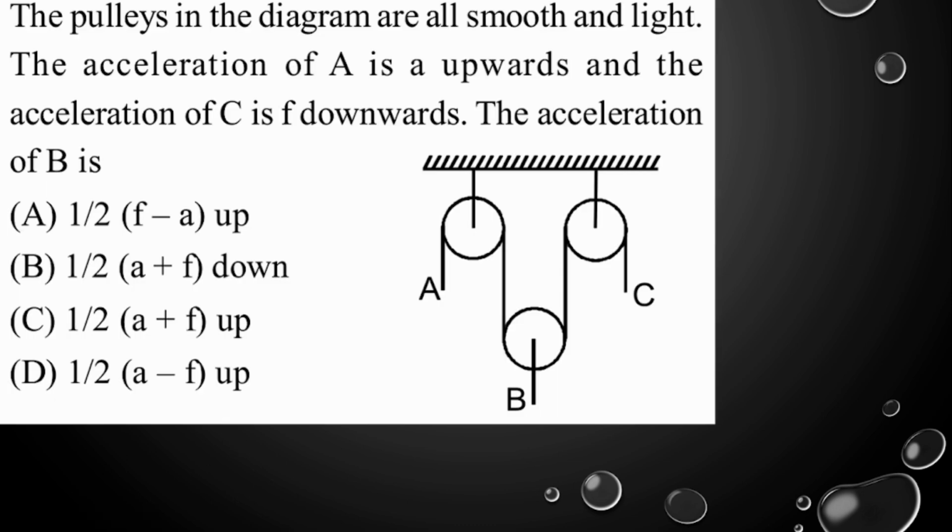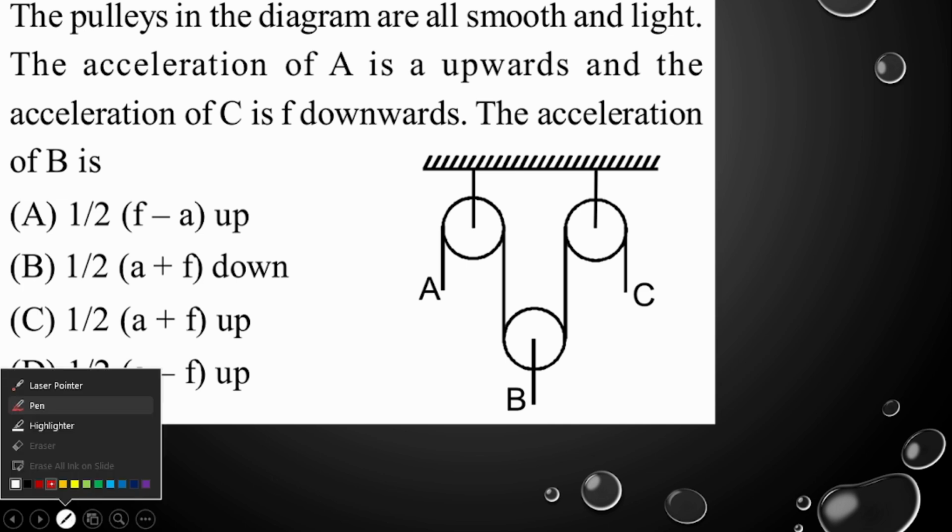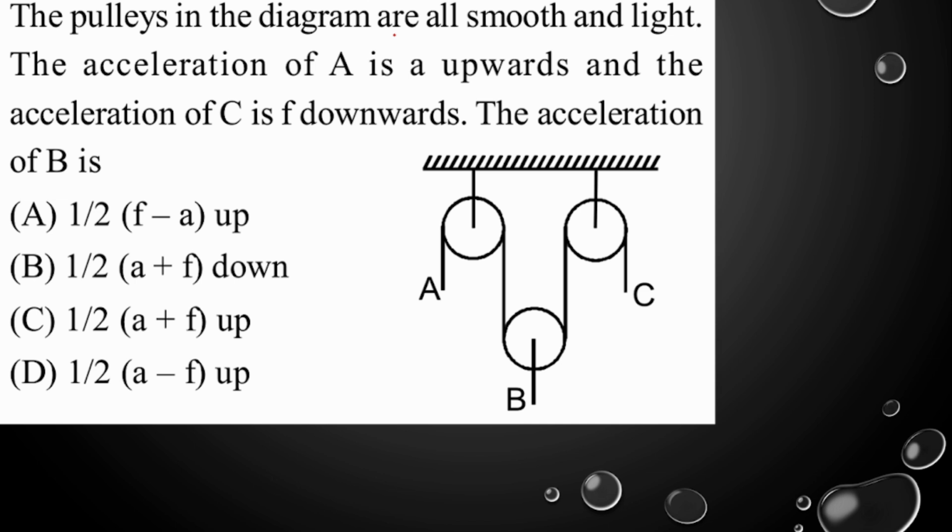Okay, the first question is the pulleys in the diagram. The pulleys in the diagram are all smooth and light, and the acceleration of A is upward and that of C is F, and that is downward. The acceleration of A is upward and that is A. Acceleration of C is downward and that is F. And what will be the acceleration of B?